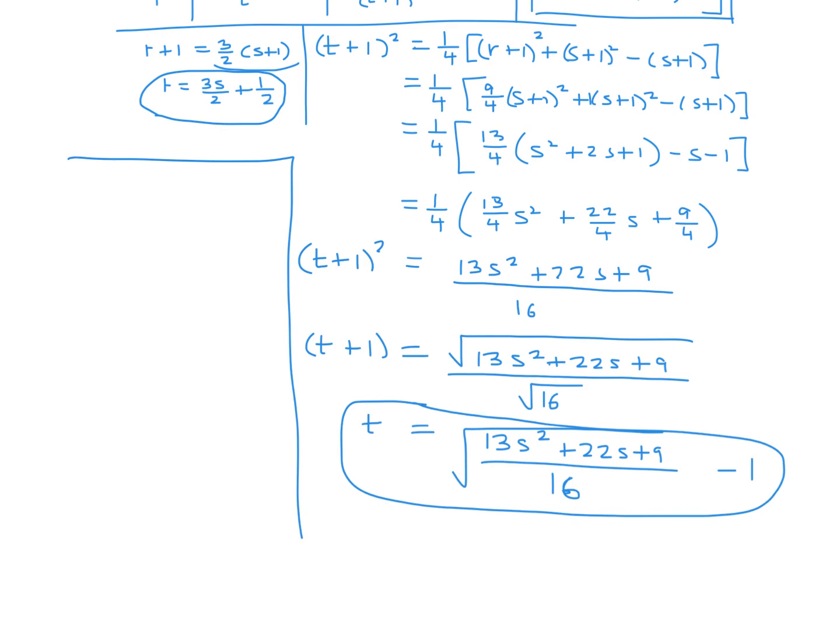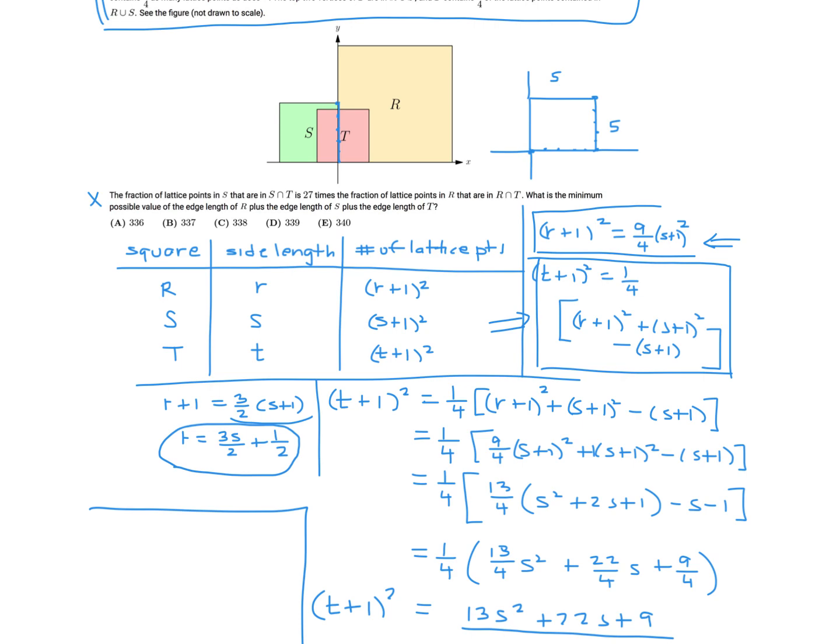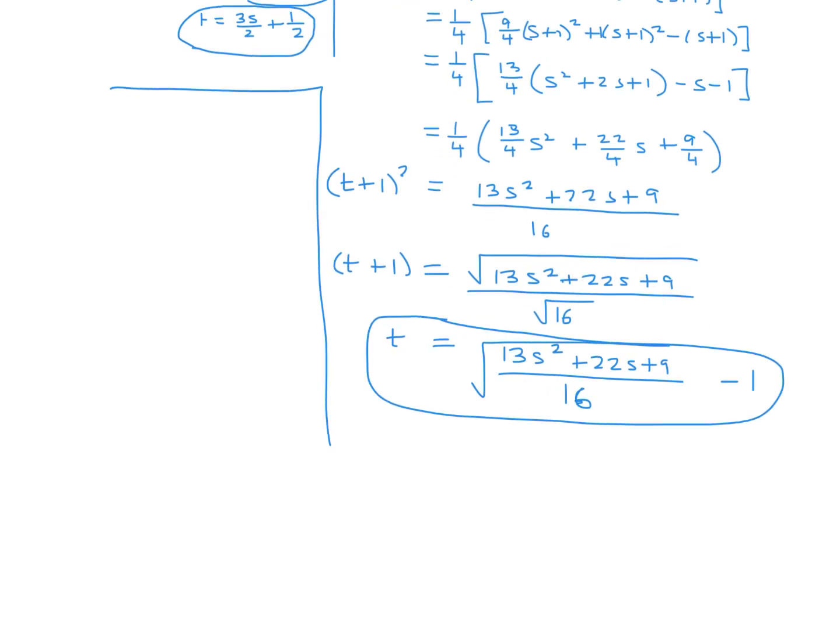Now, what is it that they want in our question? If you go back to the question, they want the minimum possible value for the edge lengths of r, s, and t. So what they really want is for us to figure out what is r plus s plus t. So r we have in terms of s: 3s plus 1 over 2. s is just s. And then we have this big long monster for t, which is 13s squared plus 22s plus 9 over 16, all square root, and then minus 1.